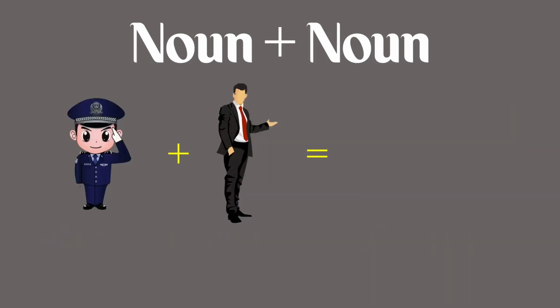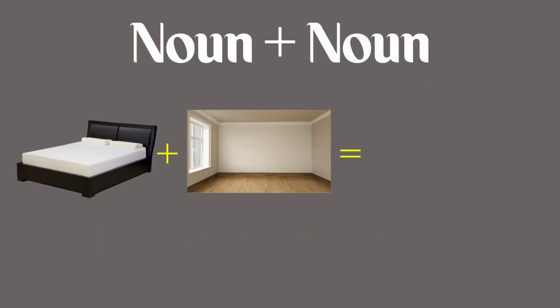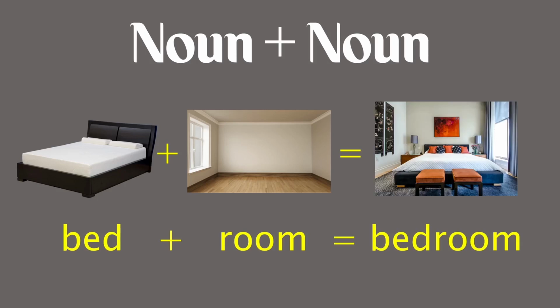Can you guess the compound word? Let me help. First one is police, next one man. Together it creates policeman. So police is a noun, man is also a noun, and it creates policeman, which is also a noun. Can you guess? Yes, you're absolutely right. First one is bed, second one is room. So the compound word is bedroom.